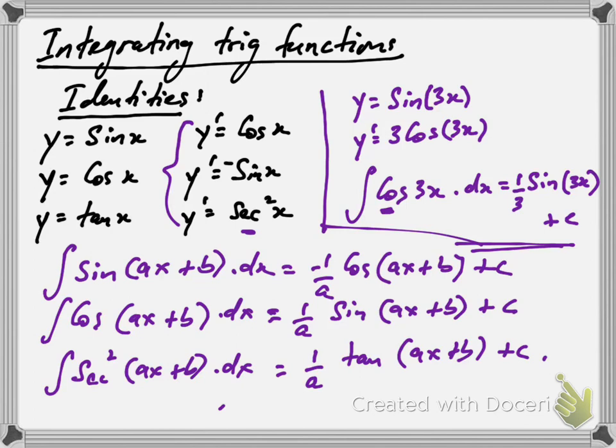And any particular scenario which has a and b as constants, for example, if you get sine of 2x plus 3 dx, you end up with negative 1 over 2 cos 2x plus 3 plus c. And that works for any generalized situation where you are integrating sine, cos, or sec squared. And for any other functions like cosec or sec or cot, there are actually identities for those as well.